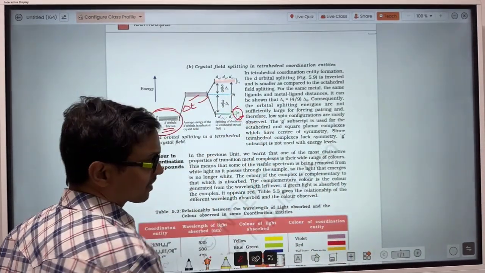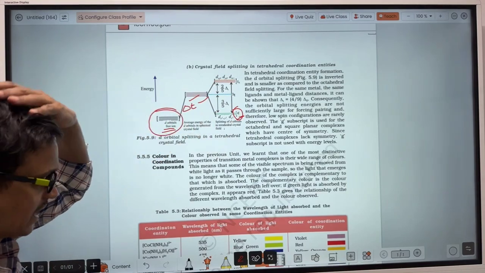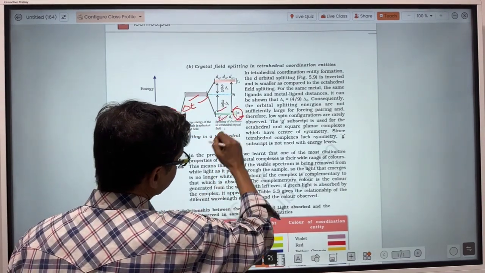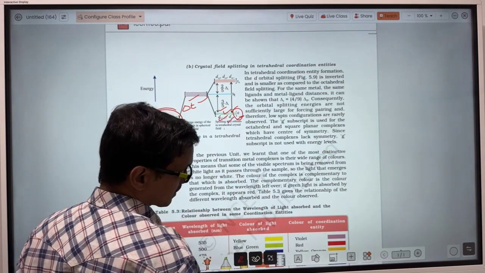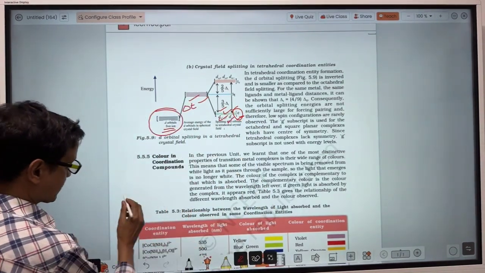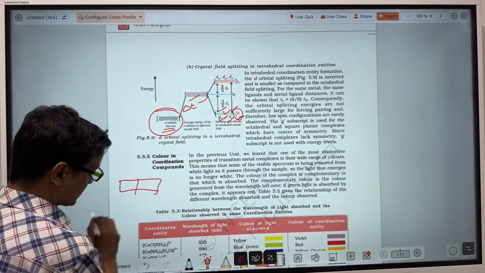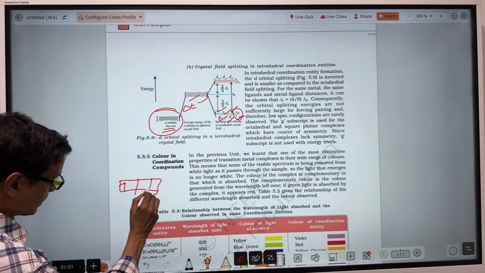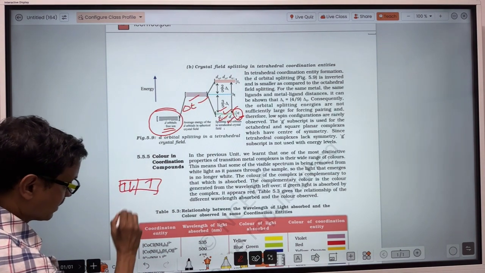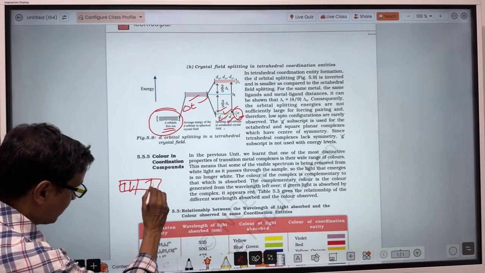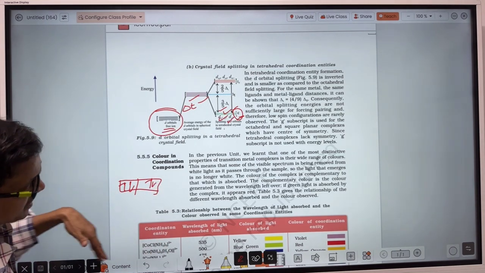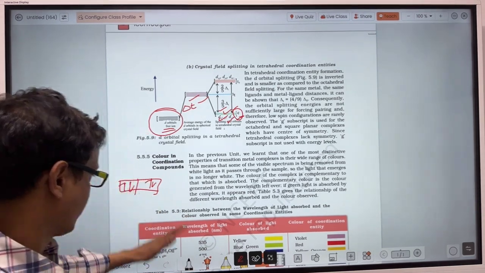Okay, so first electron, second electron. If a strong field ligand does the bond formation, then first electron, second electron, third electron, fourth electron: the first electron goes in the E energy level, the second electron in the E energy level, the third electron also in the E energy level, and the fourth electron will also occupy a position in the E energy level.